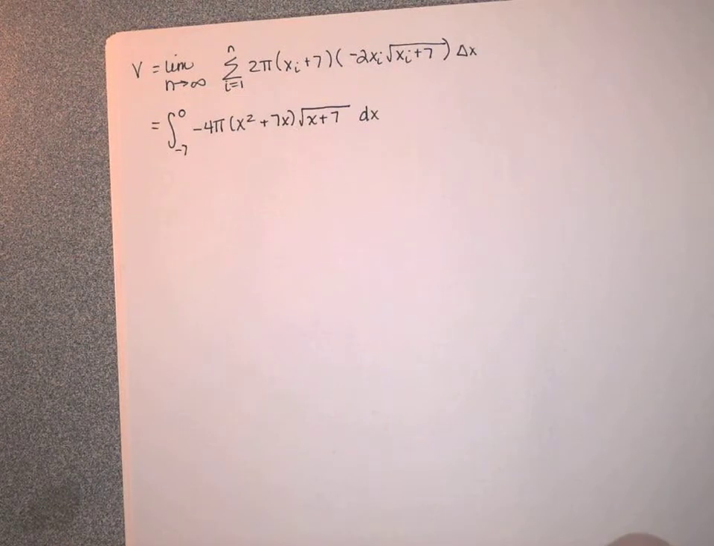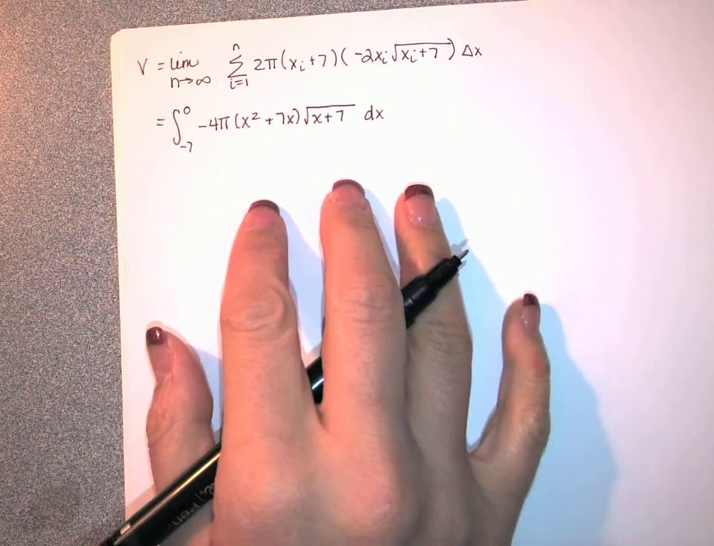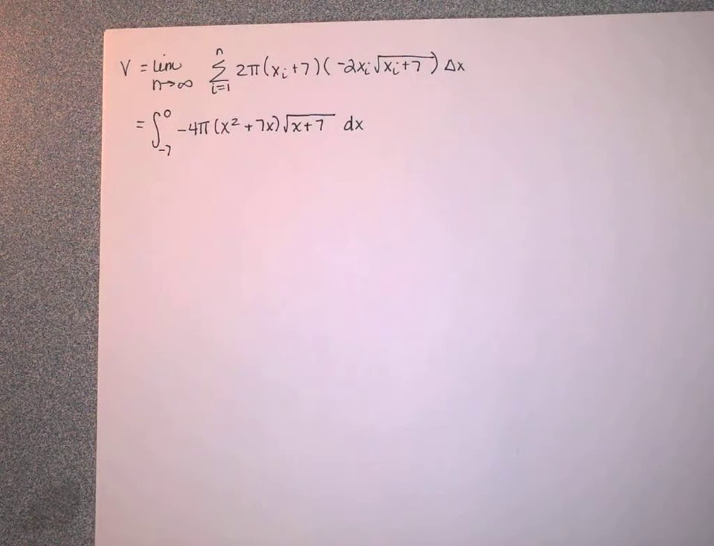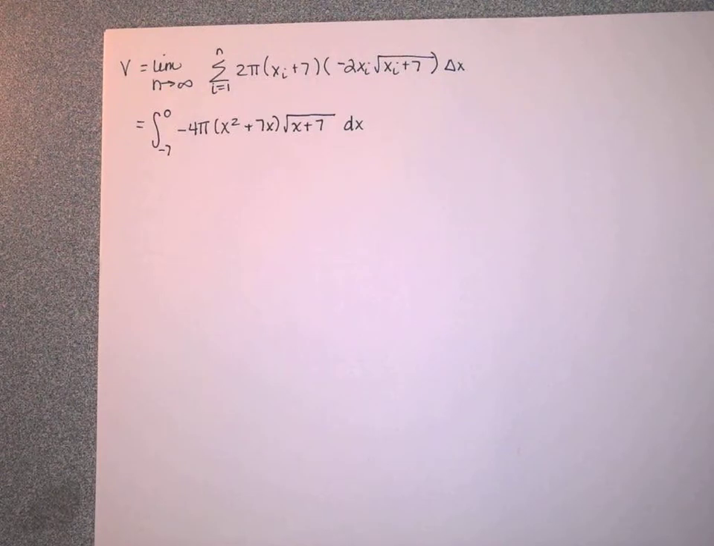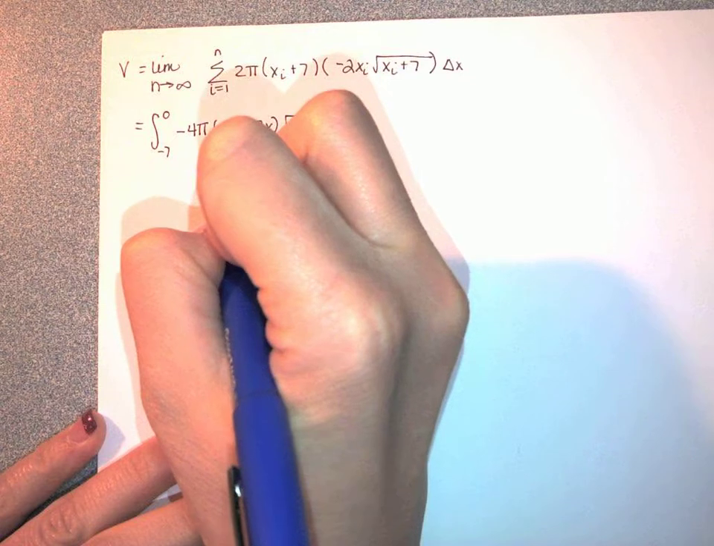Okay. Now this looks a little tricky. You could use integration by parts to evaluate this, but I think this is easier to evaluate using a u substitution. So I'm going to do a fancy u substitution. You'll see why it's fancy in just a second. So we're going to let u equal the expression under the square root. So u is going to be x plus 7.